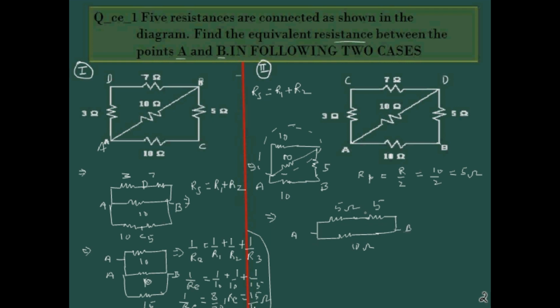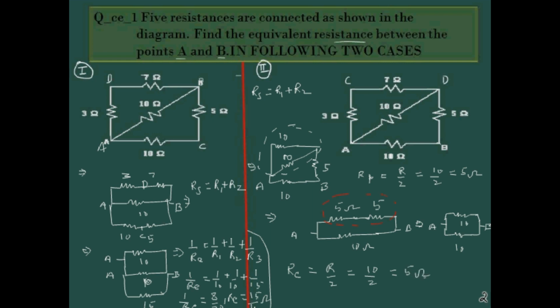In the upper branch, these two 5 ohm resistors are in series, so their resultant will be 10 ohm. Again redraw: 10 ohm upper branch, 10 ohm lower branch, and this is B. So finally, between A and B, we have two resistors, 10 ohm and 10 ohm in parallel, so the resultant will be 10 by 2, 5 ohm.